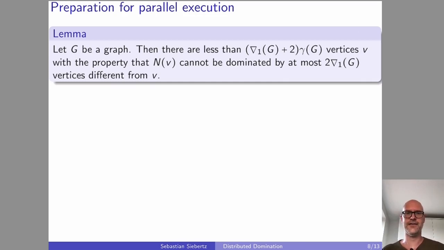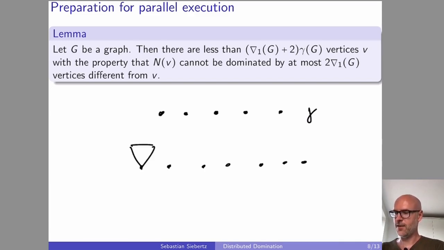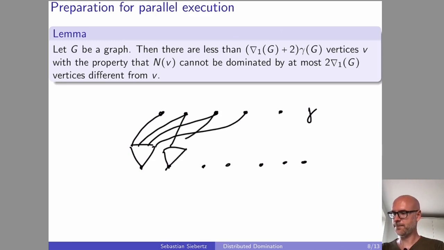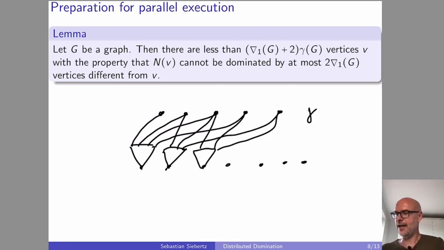And this is now the point where this strange nabla 1 comes into play. Let me sketch the proof of this lemma and explain at the same time what the nabla 1 means. So assume we have our dominating set here of gamma many vertices, and then we have those other vertices whose neighborhoods cannot be dominated by a few vertices. So in particular, we need many vertices from the optimum dominating set that dominate the neighborhoods of these vertices. What we do now, we do a contraction of stars.